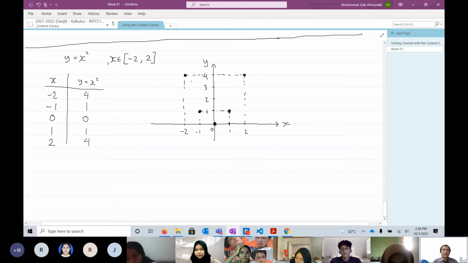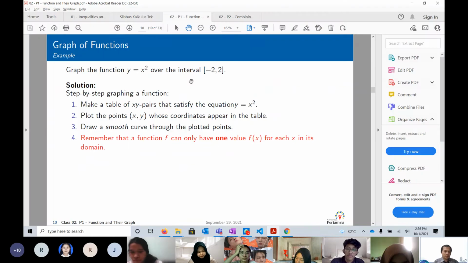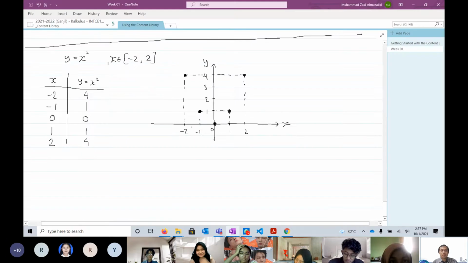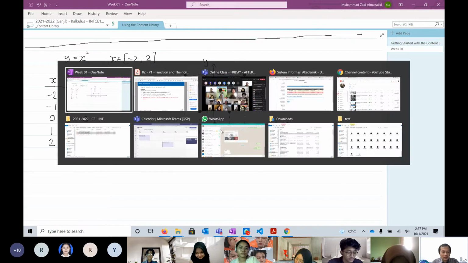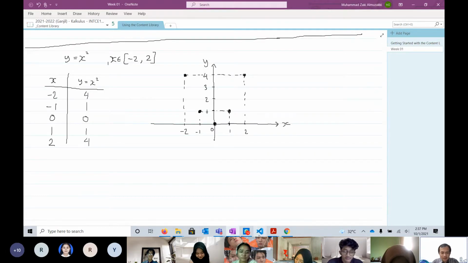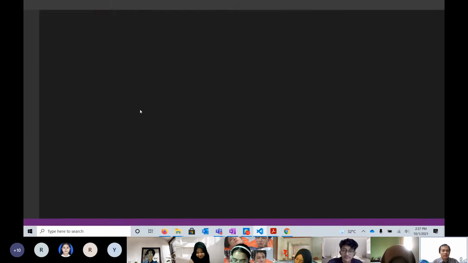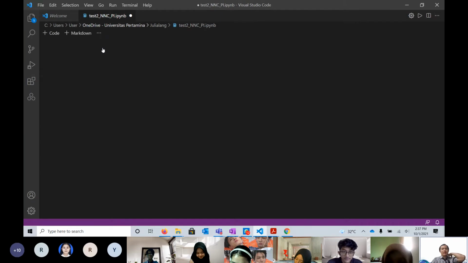After that, we go to the next step. The next step is that we draw a smooth curve through the plotted points. So we draw a smooth curve so that you can see something good. Because my drawing is not that good, I will just use a programming language to do that.